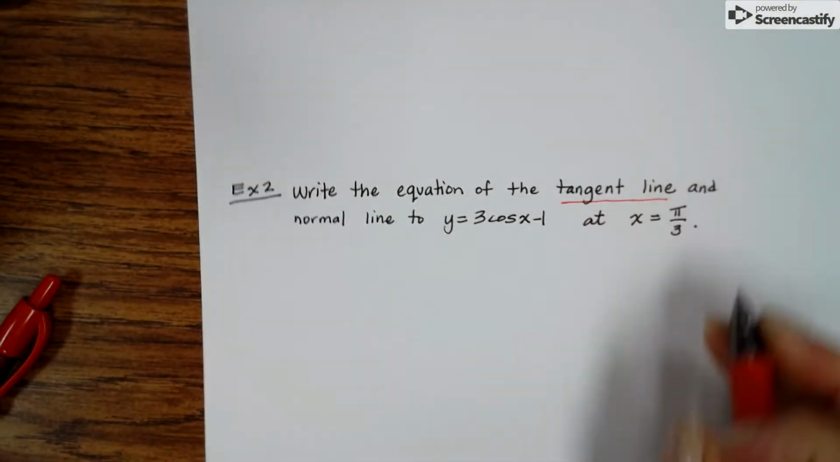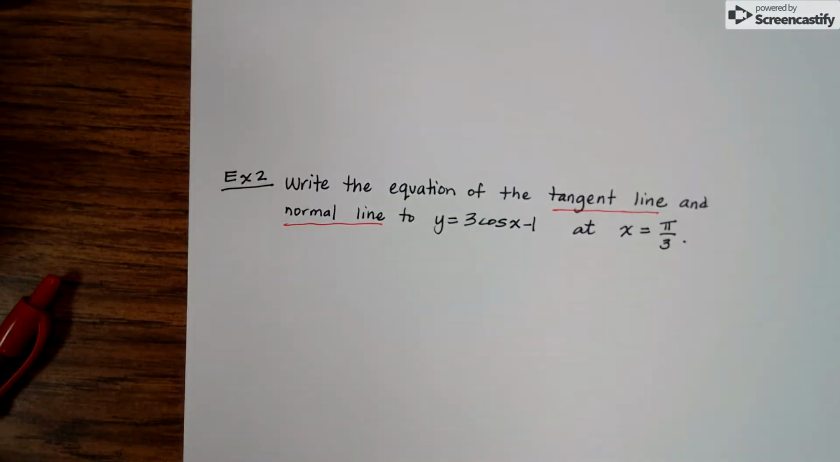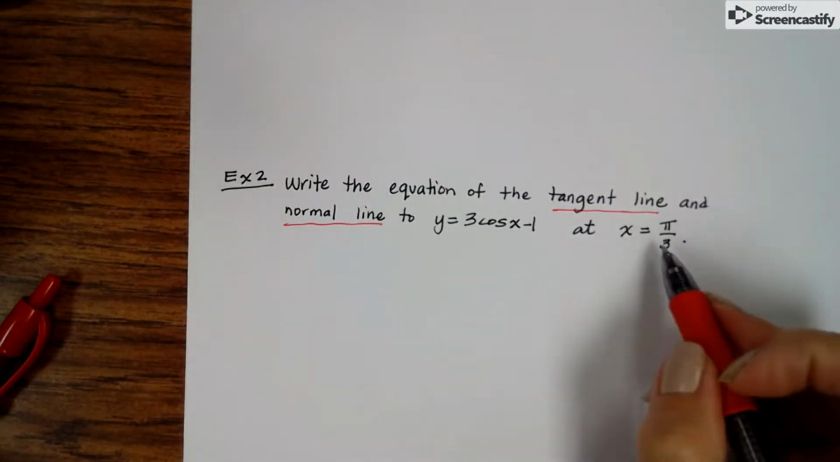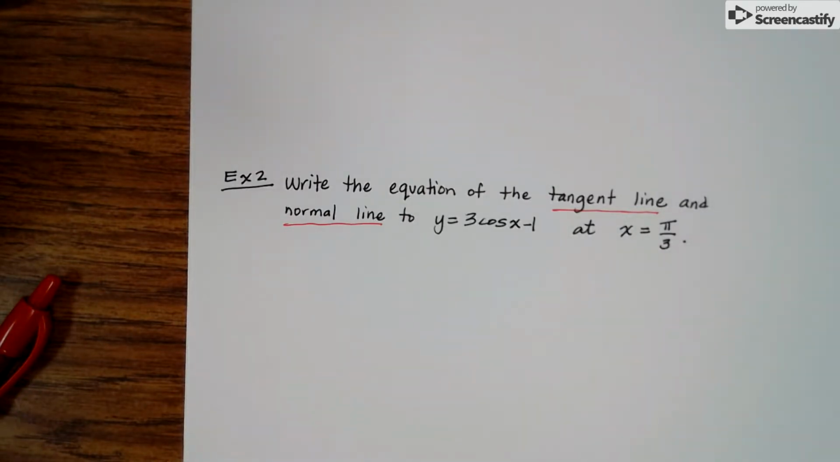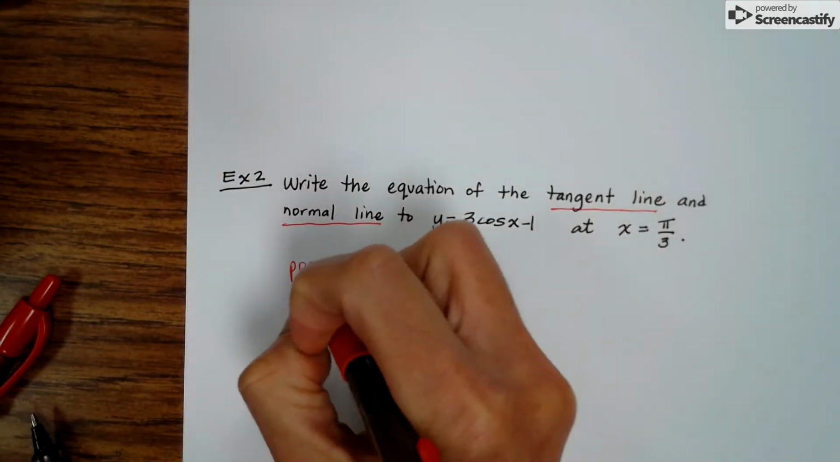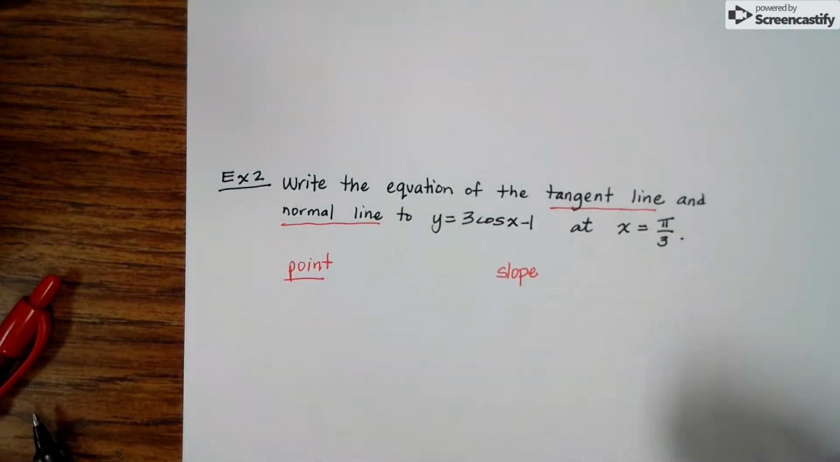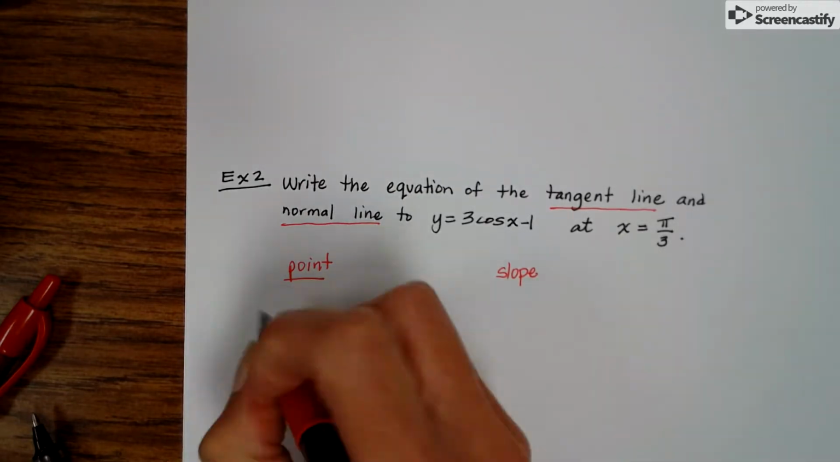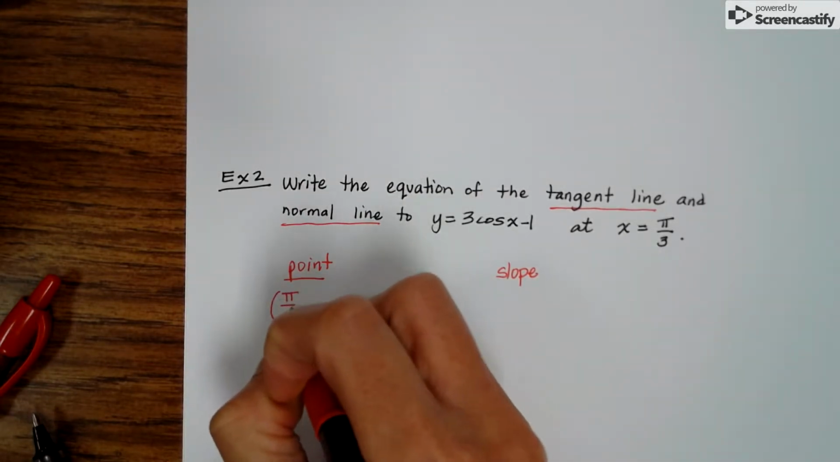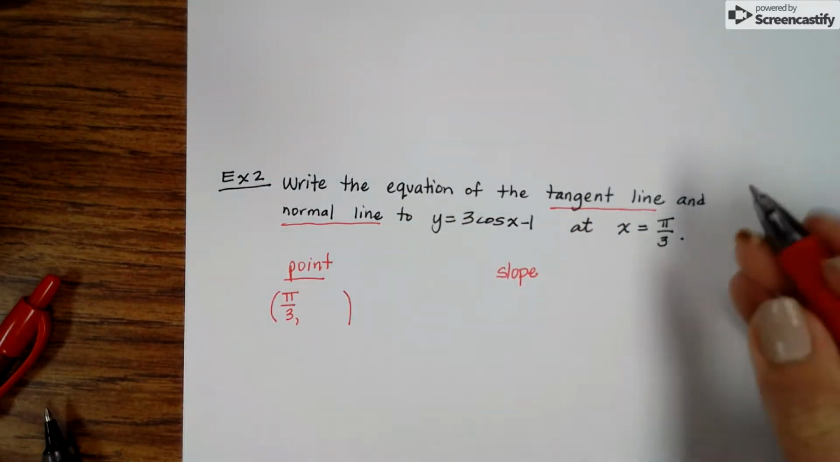All right, this one is asking for the equation of the tangent line and the normal line to y equals 3 cosine x minus 1. They tell us the x value of the point that this tangent line is going through. Remember, in order to write an equation of a tangent line, you need to know the point that's on the line, and you need to know the slope. For the slope, you have to find the derivative of this function right here. Now when it comes to the point, I know that the x value is pi over 3.